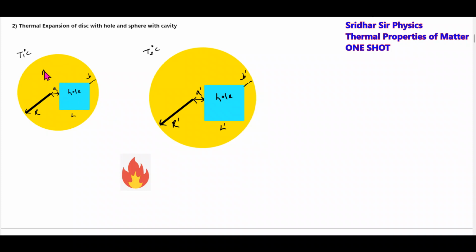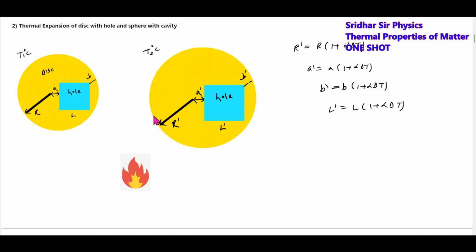Next we have the disk with a hole. As I increase the temperature, the disk will expand. The hole also will expand. What will happen to the dimensions of the hole? It will also increase. All quantities will increase. First the disk: R dash equals R into 1 plus alpha delta t. A dash equals A into 1 plus alpha delta t. B dash equals B into 1 plus alpha delta t. The distance between any 2 points should increase. The hole also will expand. This is one general idea.